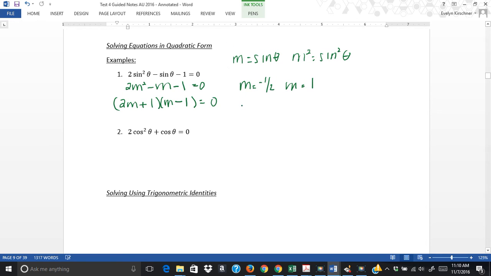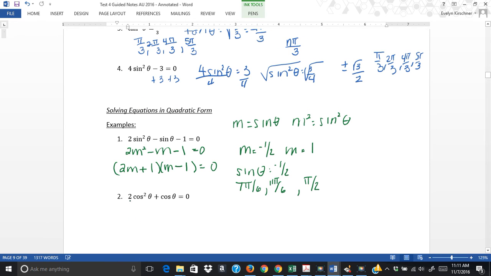So now I need to know is when is sine theta negative 1/2? Well, it's negative 1/2 at pi over 6 and 11 pi over 6. Oh, sorry, negative 1/2 is not pi over 6. It's actually 7 pi over 6, 11 pi over 6, because it's in the third and fourth quadrant. And when is it 1? At pi over 2. So if I'm only looking from 0 to 2 pi, that's where I'm looking.